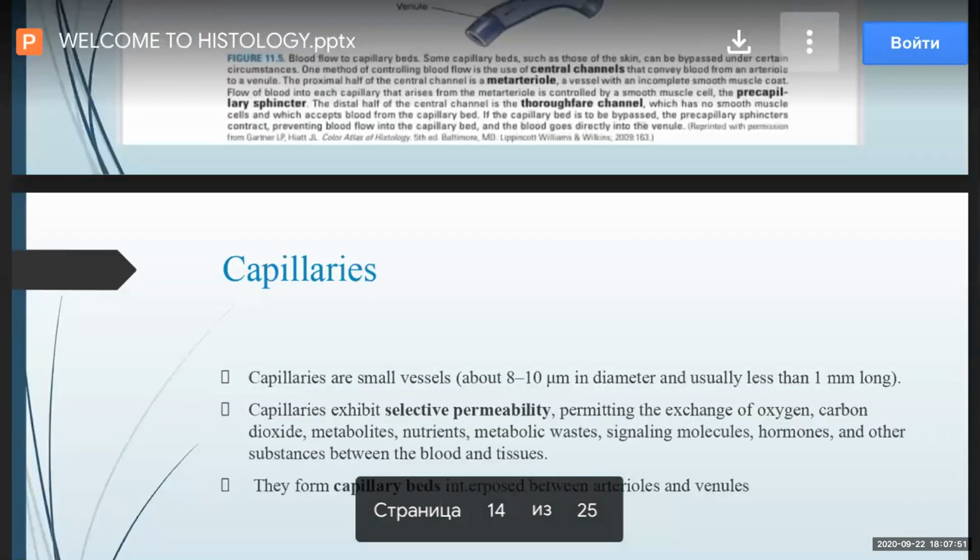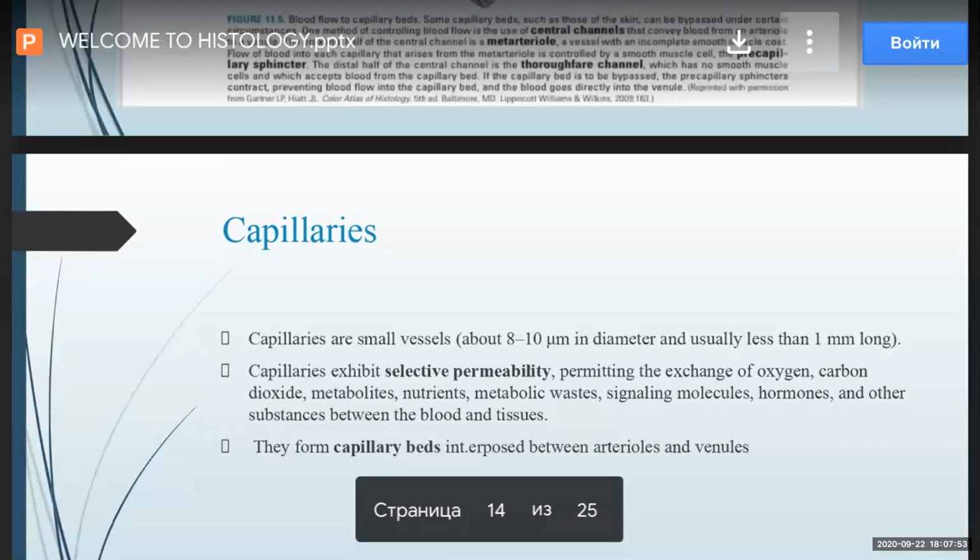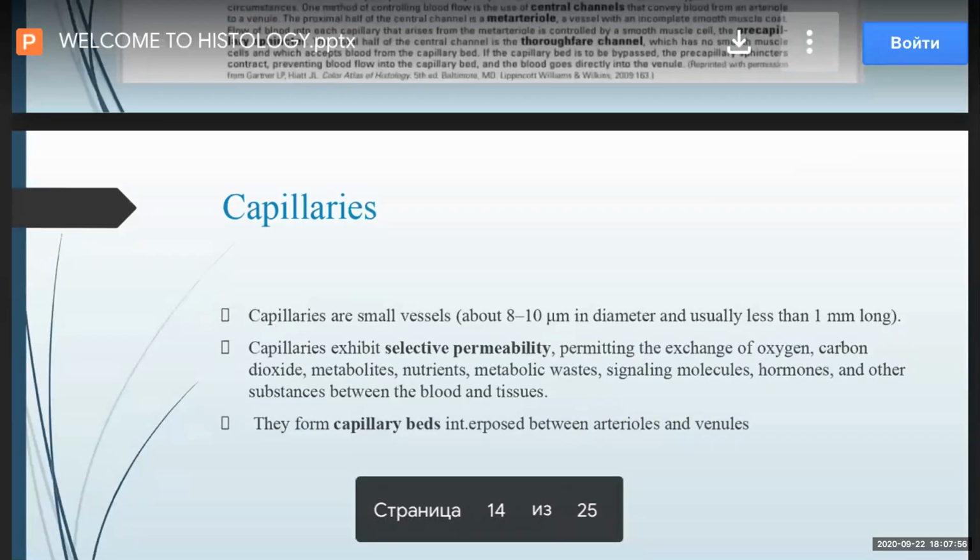And that was metarterioles. And here we have capillaries next.